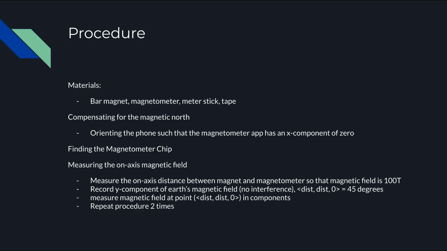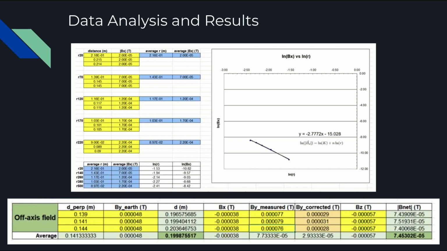Compensating for the magnetic north, orient the phone such that the magnetometer app has an x-component of 0. Then find the magnetometer chip, and measure the on-axis magnetic field, which included measuring the on-axis distance between the magnet and the magnetometer so that the magnetic field is 100 microteslas. Record the y component of the Earth's magnetic field with no interference, making a vector, which is equal to 45 degrees. Measure the magnetic field at that point in components, and repeat the procedure 2 times.